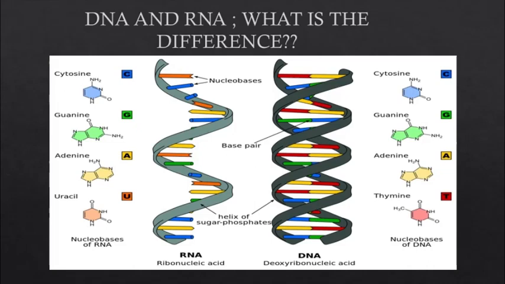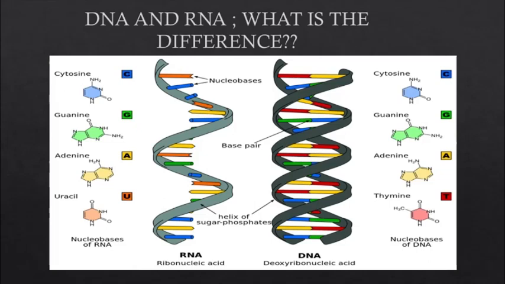DNA is double-stranded. RNA, on the other hand, is single-stranded. There are 4 nitrogenous bases in DNA as well as 4 nitrogenous bases in RNA. Now, what is the main difference between these 4 nitrogenous bases? In DNA, we have adenine, guanine, cytosine, and thymine. But in RNA, we have adenine, guanine, cytosine, and uracil. Here is the main difference: in DNA, we have thymine, which is replaced by uracil in RNA.